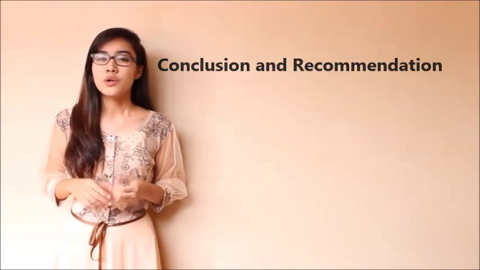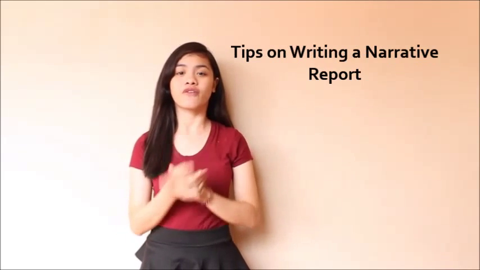Next is the body. The body of the report should be clearly organized, coherent, should employ the right degree of objectivity, and should also use the correct time perspective. Then, the conclusion and recommendation. Conclusions are convictions or beliefs based on the findings of the study, while recommendations are the actions you are suggesting based on them. Now that you know the concepts, how to write, and the parts of a narrative report, here are some tips on giving a good narrative report.